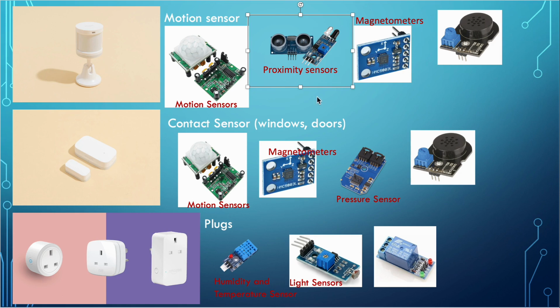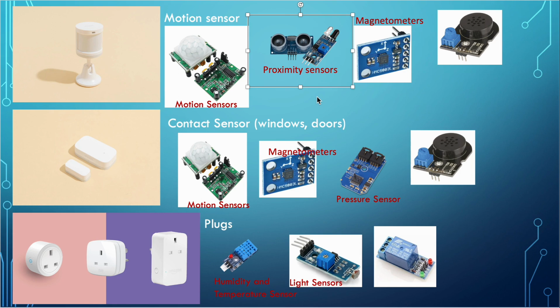You can use magnetometers as well to detect motion. The contact sensors also use magnetometers for detecting motion. So different kinds of sensors can be used in different scenarios for the same application. This is something that needs to be highlighted: we can use different kinds of sensors to detect differences in the environment.